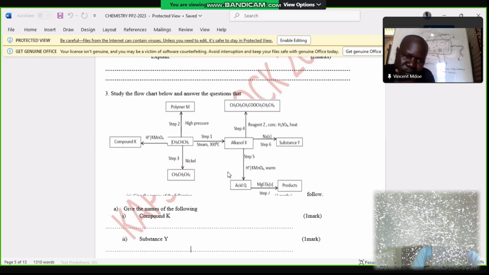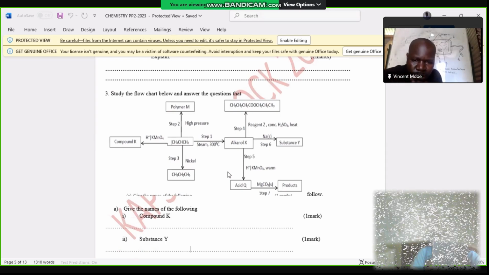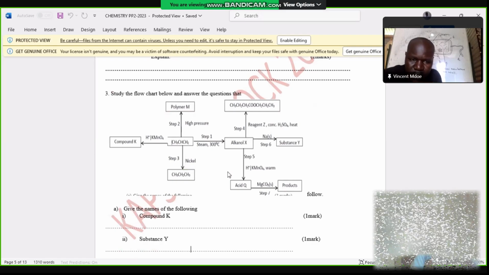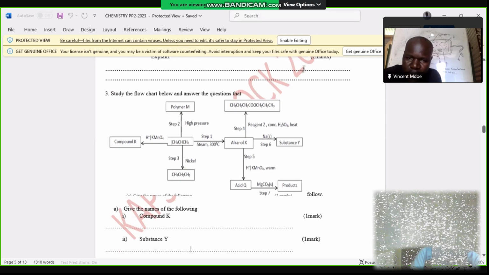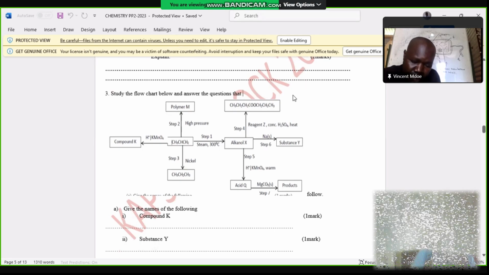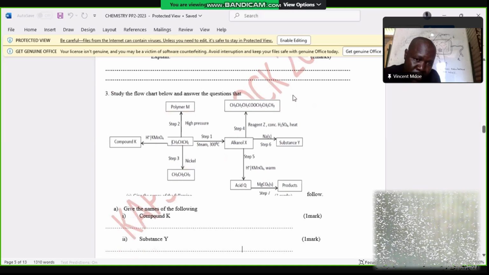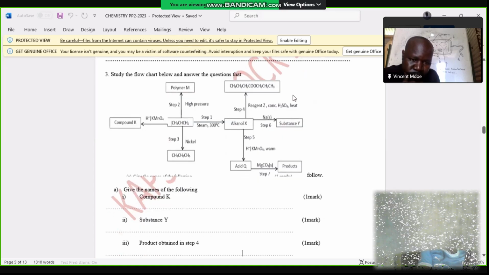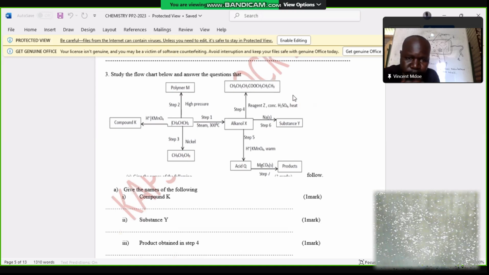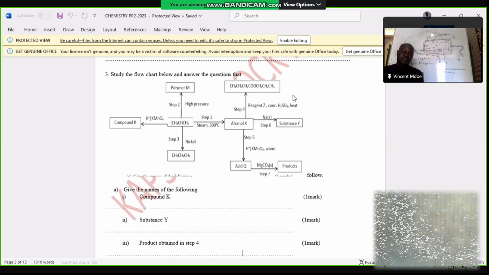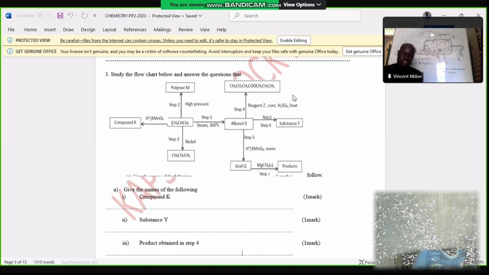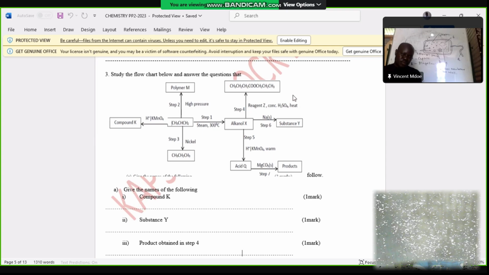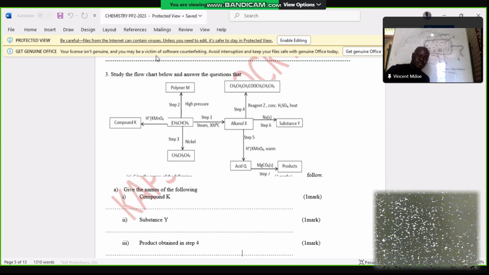So let's look at this one. It is a topic on organic compounds. Can we go through the questions? A. Give the names of the following compound K. Analyze the flowchart. Let me give you 2 minutes to analyze that flowchart. Then we go through the questions very fast.